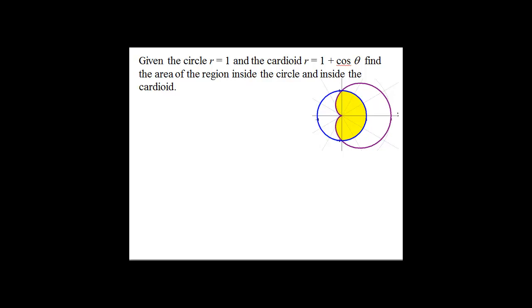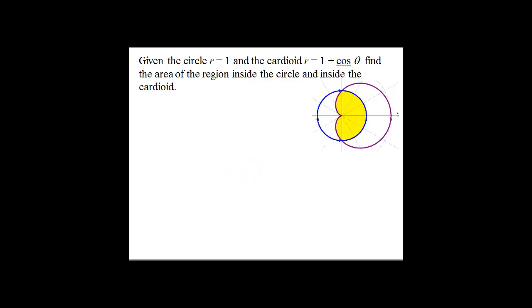Given the circle r equal 1 and the cardioid r equal 1 plus cosine theta, find the area of the region inside the circle and inside the cardioid. So we've done quite a bit of the graphing, so I've just pulled it up here. You could graph r equal 1, then draw this in rectangular coordinates and get this cardioid right here. So we're after this shaded yellow region inside the circle and also inside the cardioid.